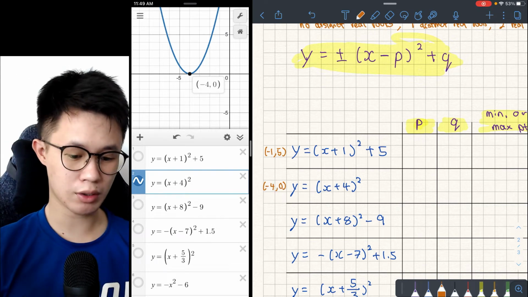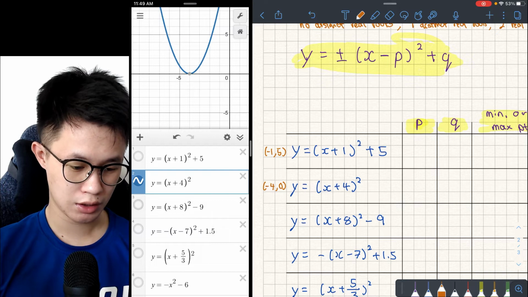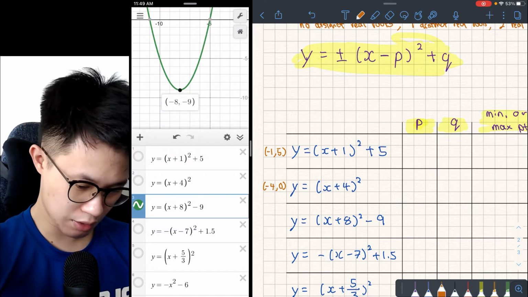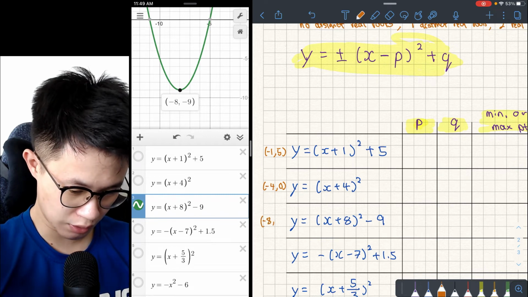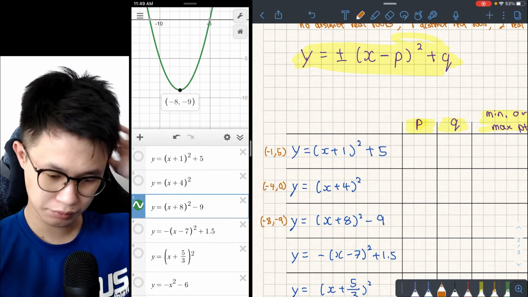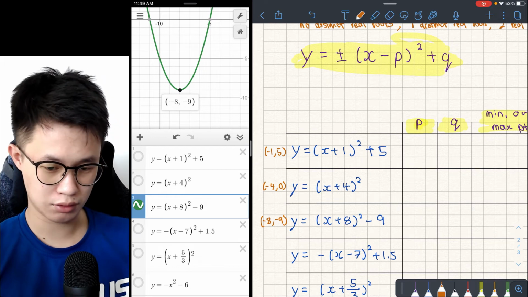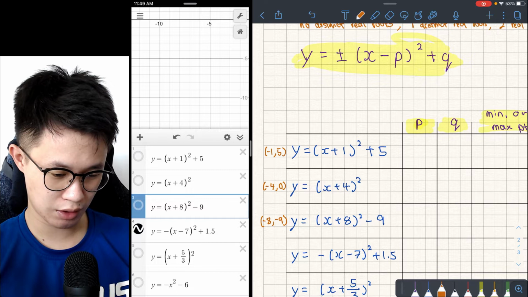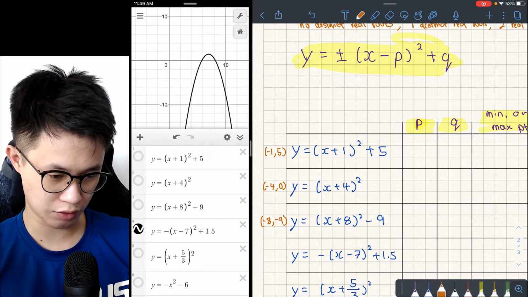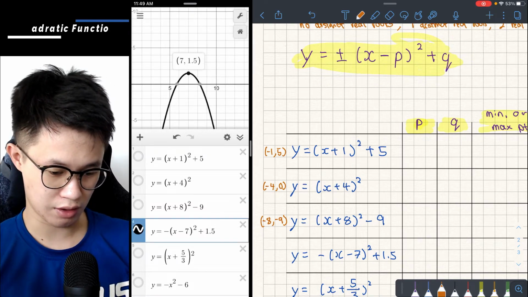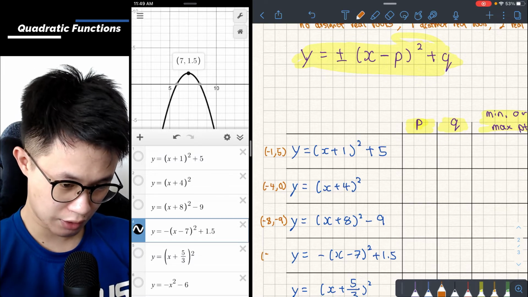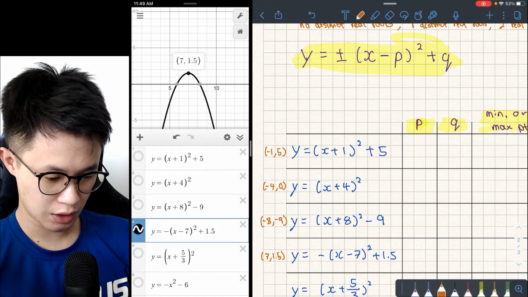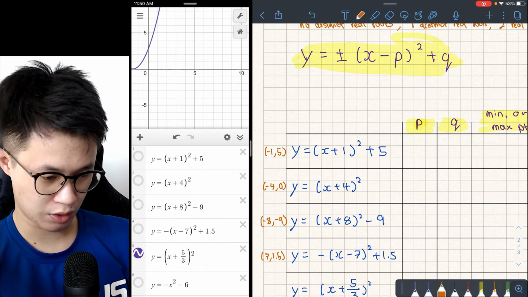Now let's look at the second one over here. We have somewhere lower, but same thing, let's look at only its turning point. We have -8, -9. Beginning to see something. Next, we have this over here. Let me find out where the graph is. Okay, the turning point is here, and it's a maximum point now. So this is 7, 1.5.